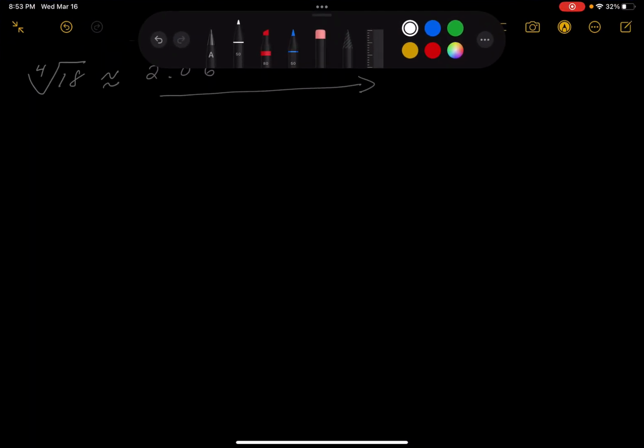So I want the fourth root of 79. And I'm going to sandwich it between two perfect fourth powers. So I'm going to say between 81, and this one's going to be the fourth root. Well, let's see, 81's 3 to the fourth power. So what's 2 to the fourth power? 16.